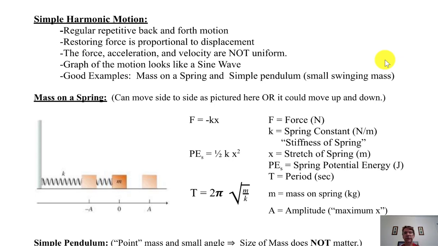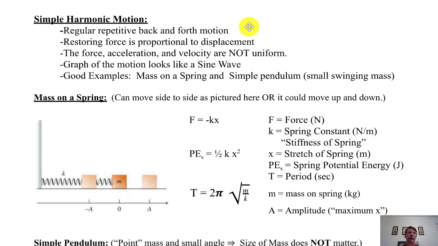So we're on waves and oscillations, specifically now talking about simple harmonic motion, which is a little bit more general than just waves, because this applies to systems that are repetitive. They have a regular repetitive back and forth motion, or cyclical motion, that has a period and a frequency that we just calculated.